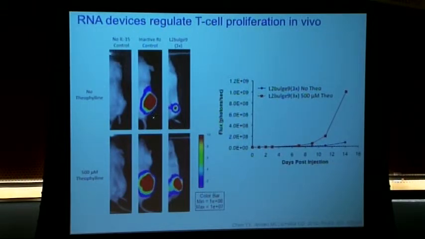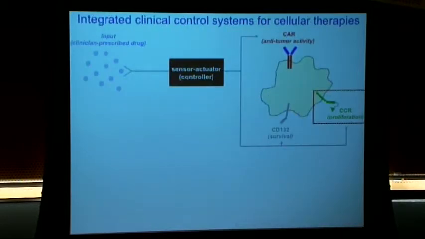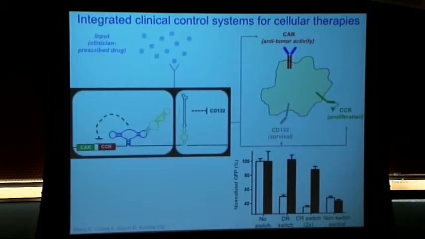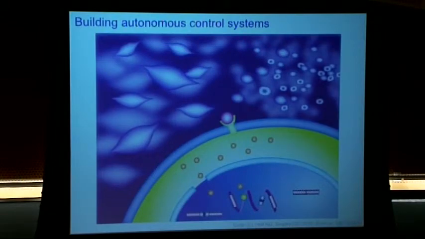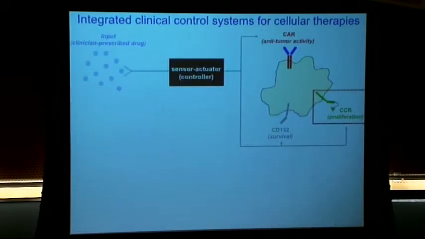And basically what you see is that these are the negative controls, the positive controls, and then our system where we've integrated the device. And you can see here we're getting increased proliferation in the presence of the drug and not in the absence. And after about 12 days, there's about a 20-fold change in the proliferation of the cells. So this was to show one example based upon controlling the proliferation and survival of the T cells.